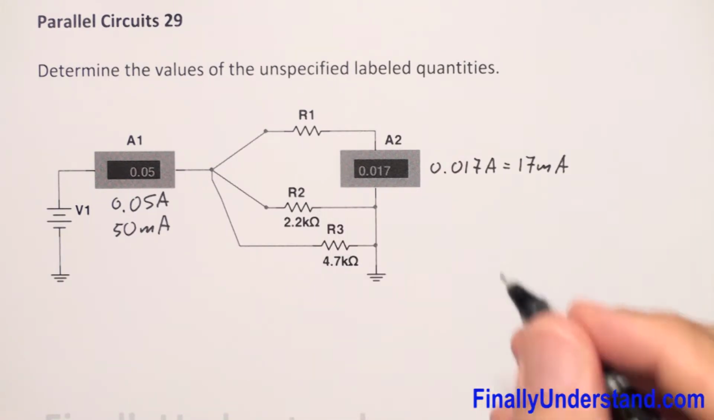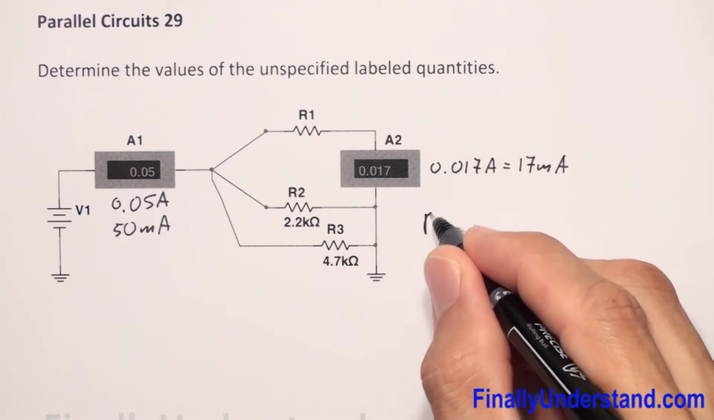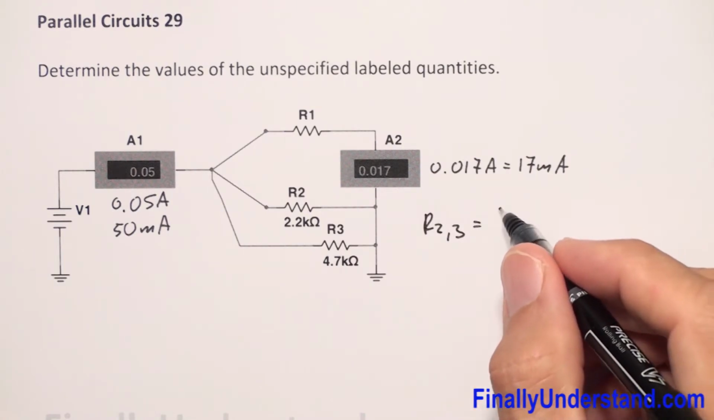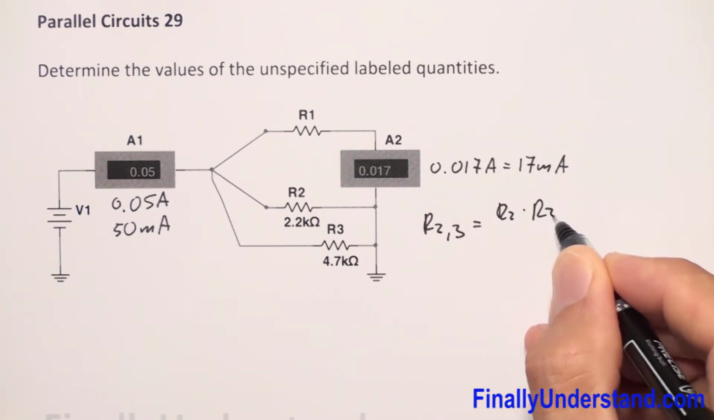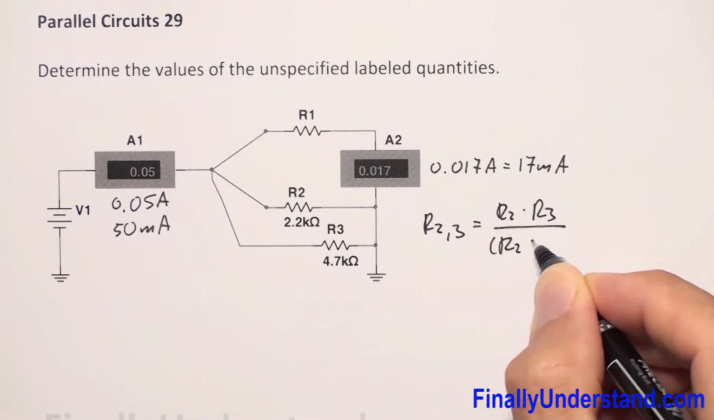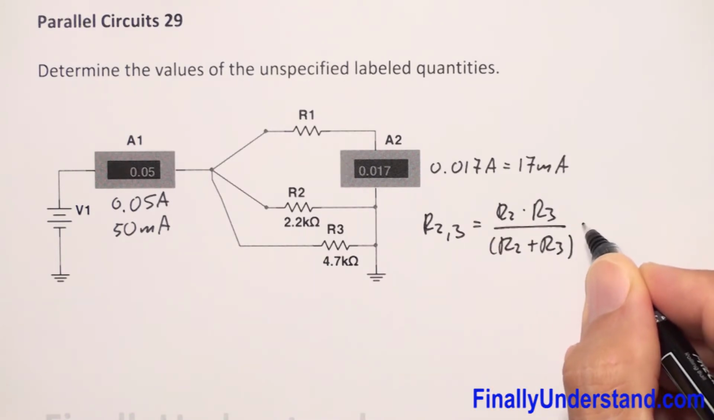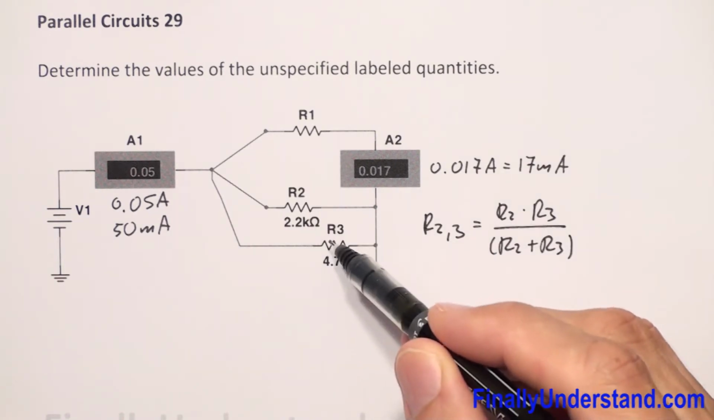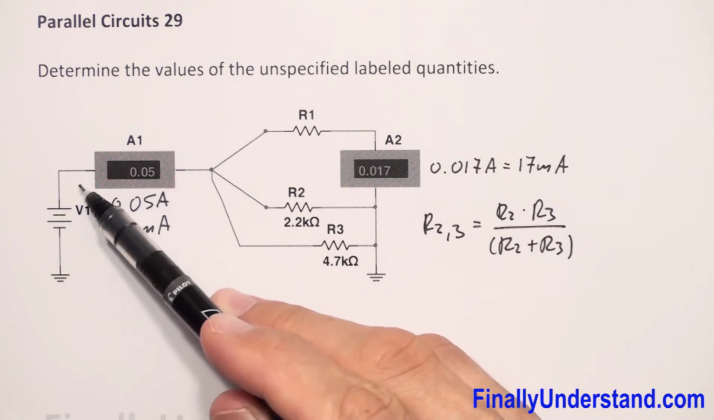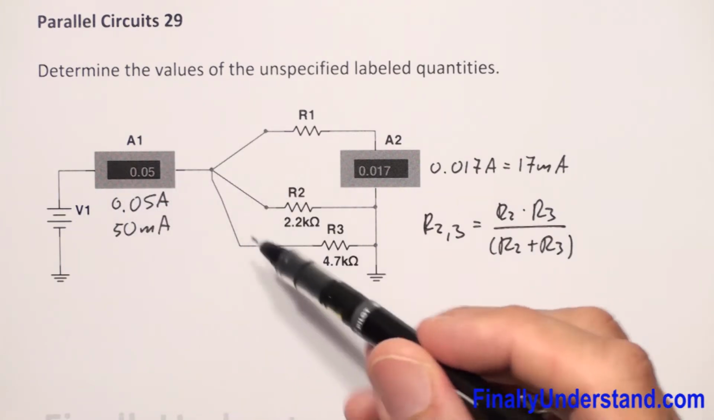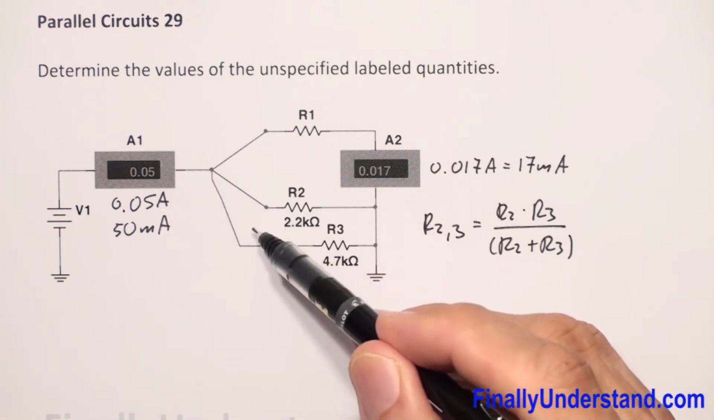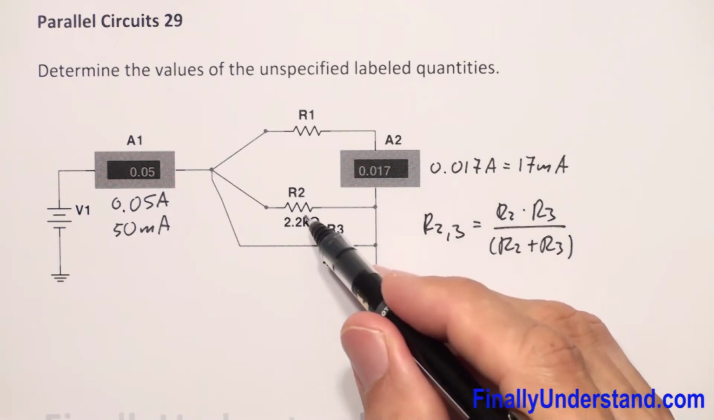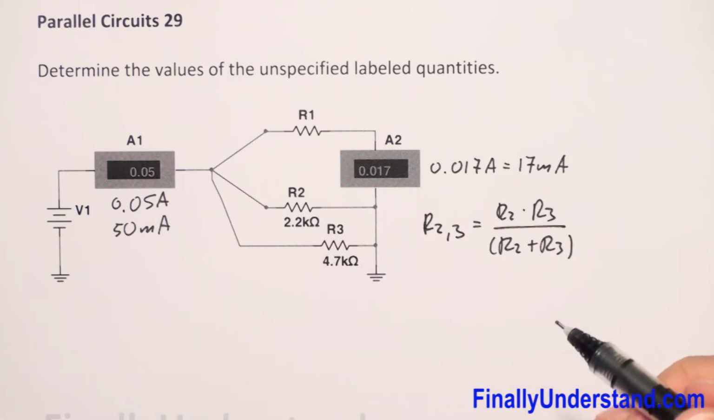Okay, so let me do it. R23 is equal to R2 times R3 over R2 plus R3. The question is why I'm using this formula: because I have just two resistors which are in parallel. Okay, in parallel because the current is going to flow through these two resistors, is going to split, and at the other end is going to come back together. So it means that these two resistors are in parallel.